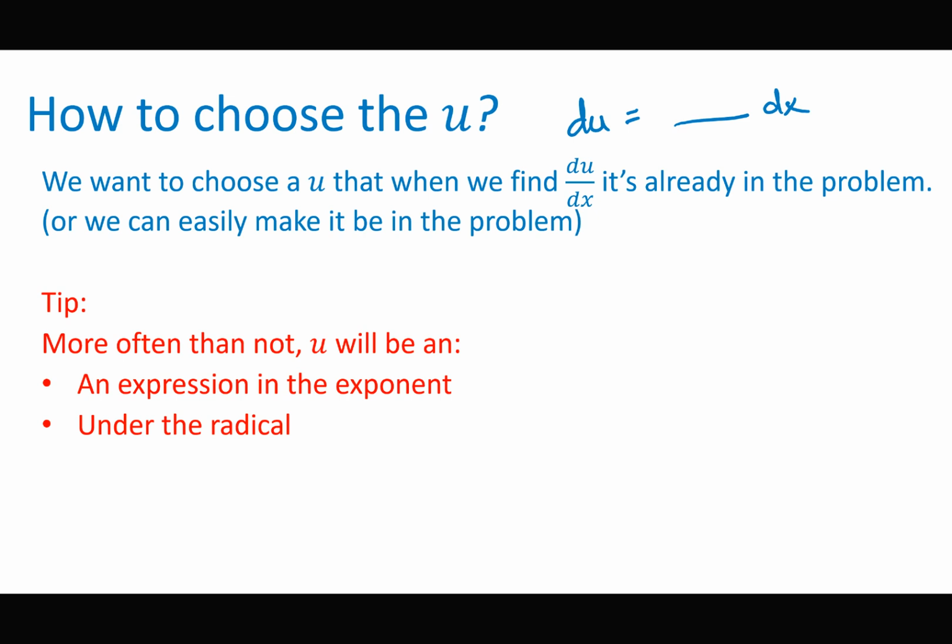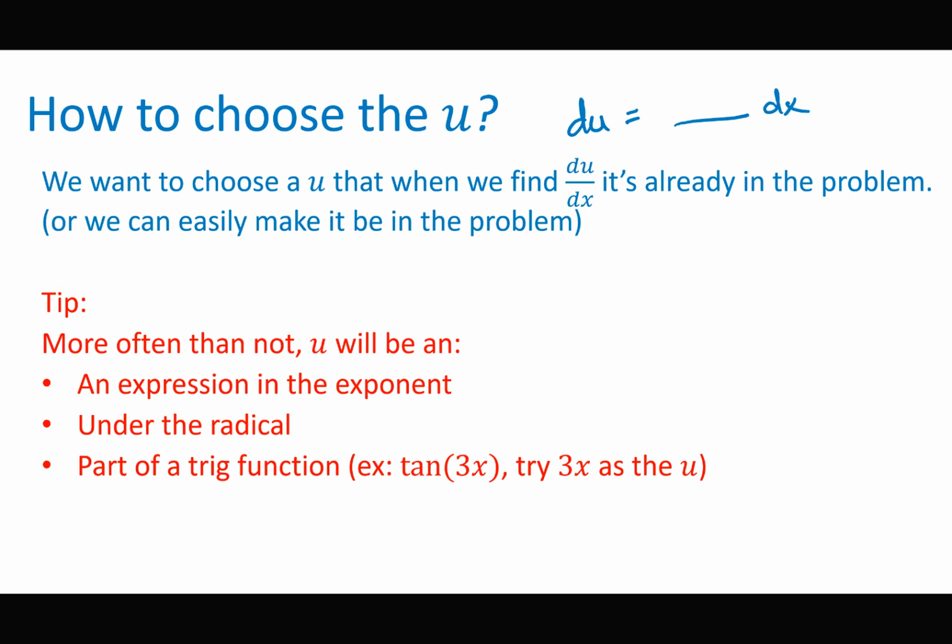anything under a radical, and more often than not, it'll be an expression under the radical. If we had 3x plus 2 under a radical, say u is 3x plus 2, and then differentiate and see if that helps you out. Okay, so if there's something under a radical, try that. If it's part of a trig function, so for example, if you had tangent 3x, try 3x as your u and see if that helps you out. Because tangent of 3x, that's a composition of functions, and so try 3x as your u value.